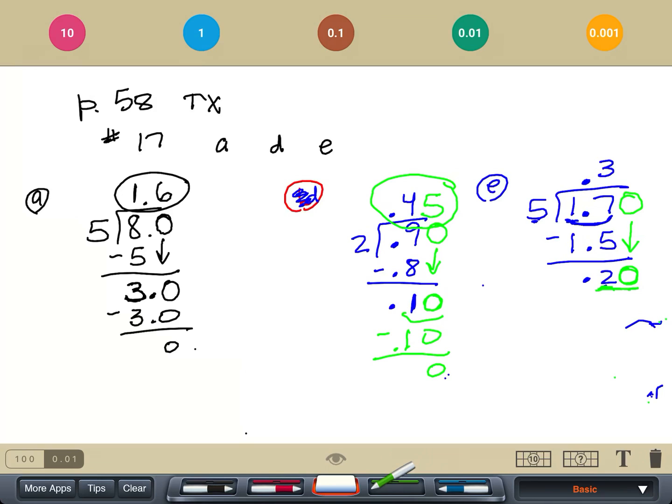20/100 divided into 5 groups would let us put 4 in each group. 4/100 times 5 is 20/100. So we would have used up all of the hundredths. We'd have nothing left. And so our answer is 34/100. Give yourself a star if you got it right.